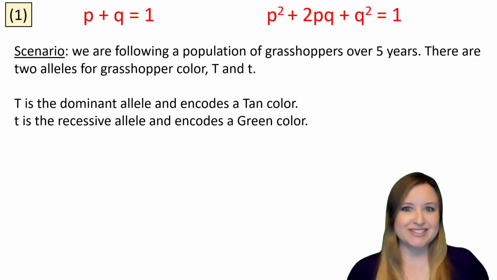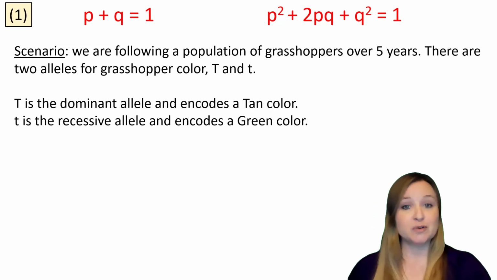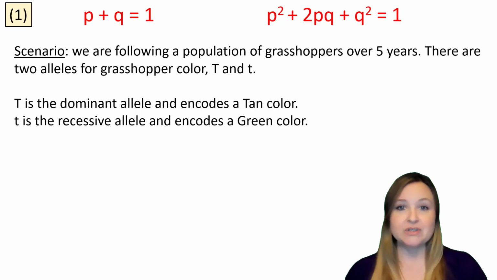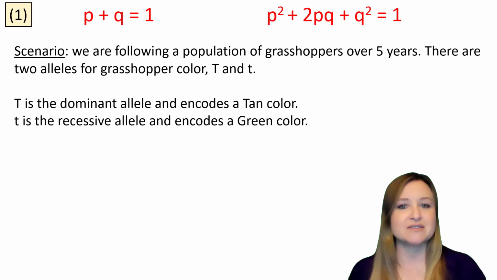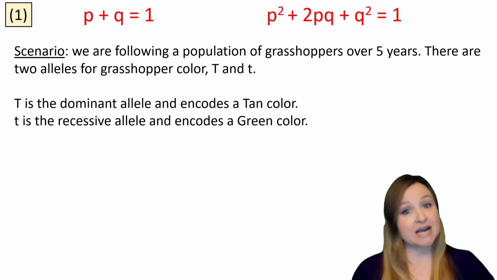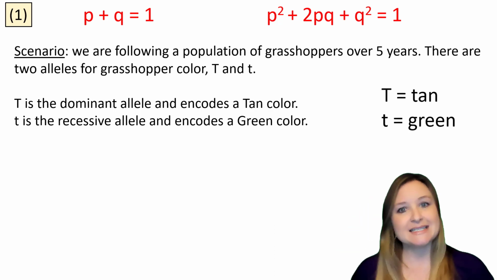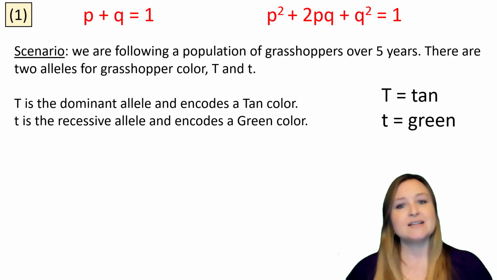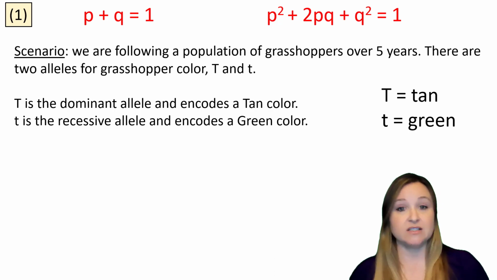So here's our question. Here's our scenario. We're following a population of grasshoppers over 5 years, and we're looking at the allele for grasshopper color. There's two options, big T, which is the dominant allele, and little t, which is the recessive allele. Big T encodes tan color, little t encodes green grasshopper color. So the first thing we have to keep in mind is that the big T allele encodes tan, and little t is the green recessive allele.